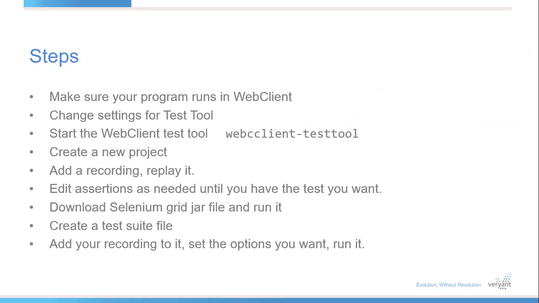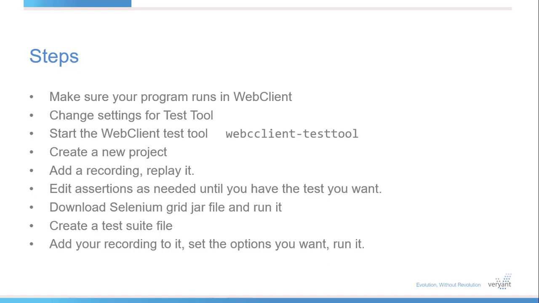These are the steps that you take to run the test tool. The first thing you do is make sure that you can run your program in the web client. And then you change some settings that are specific for the test tool. And you start the test tool. You'll bring that up in the browser and you'll create a new project. You'll create a recording, work with it until it's just what you want. And then you can run that recording.